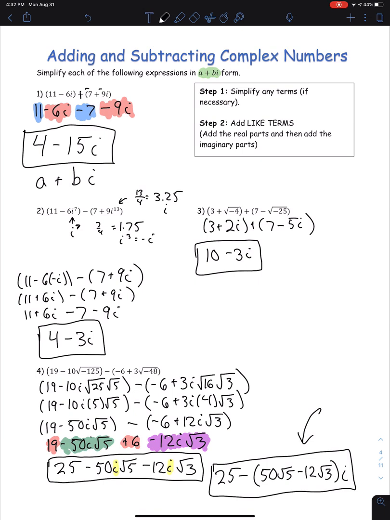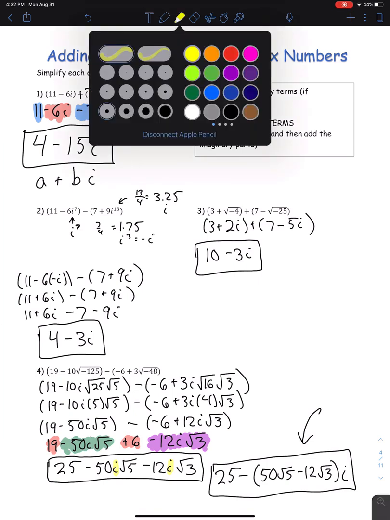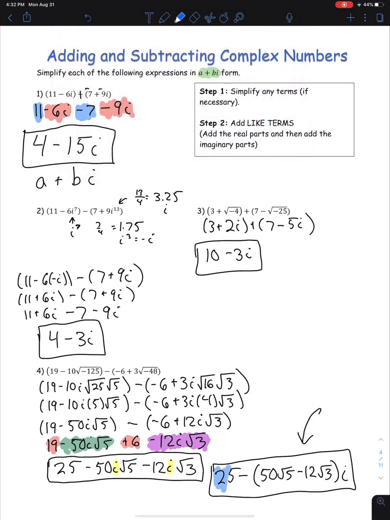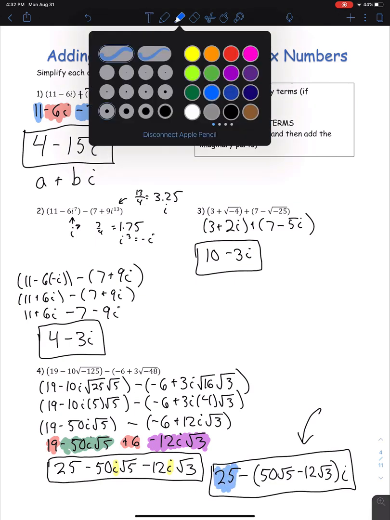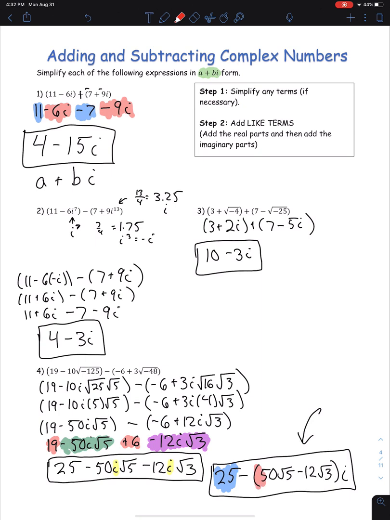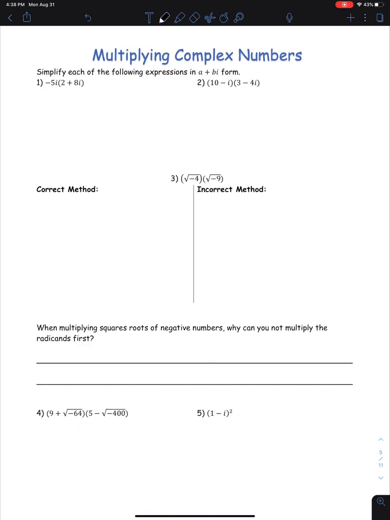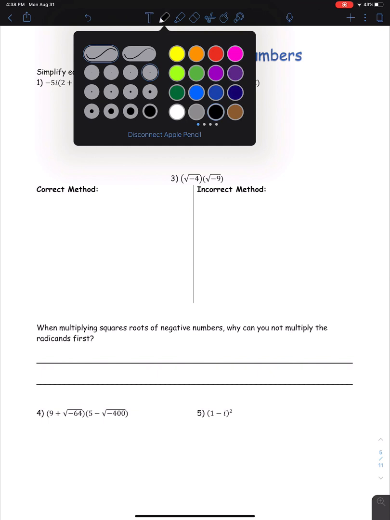Notice how I factored out the i. So our a part is the 25, and our b part is the 50 rad 5 minus 12 rad 3. You could see this in some questions. I would just write it like that, but that's it for adding and subtracting complex numbers. Let's go to multiplying. Multiplying complex numbers.